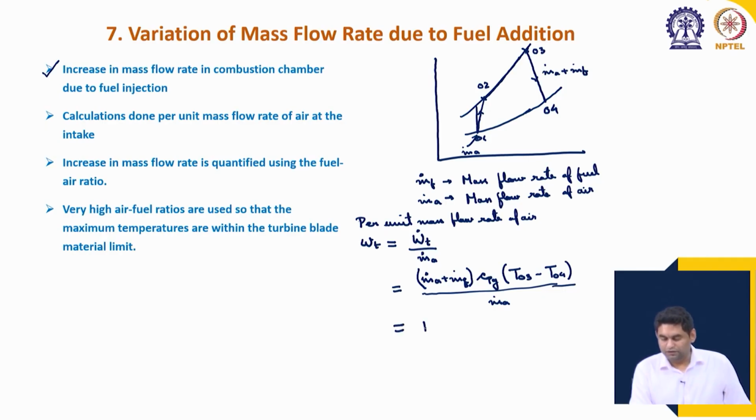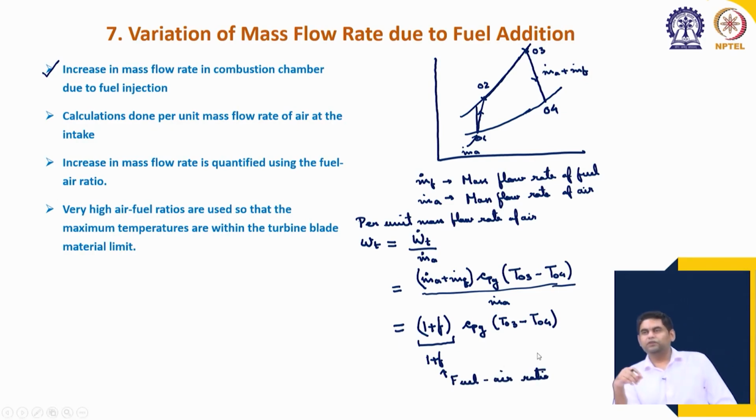So, this comes out to be equal to 1 plus F, where we define F as a parameter called the fuel air ratio, the ratio of the mass flow rate of fuel to the mass flow rate of air. So, 1 plus F, Cpg, (T03 minus T04). So, per unit mass flow rate of air, the mass flow rate in the turbine is 1 plus F, not 1, where F is known as the fuel air ratio. This is the ratio of mass flow rate of the fuel to the air.